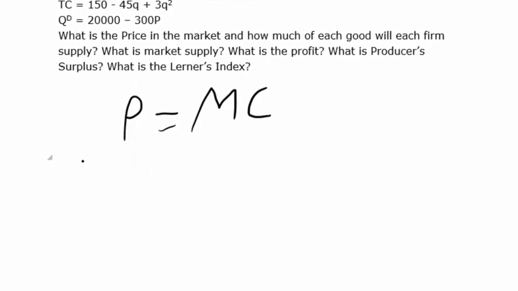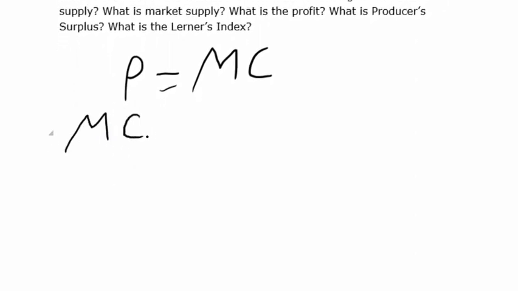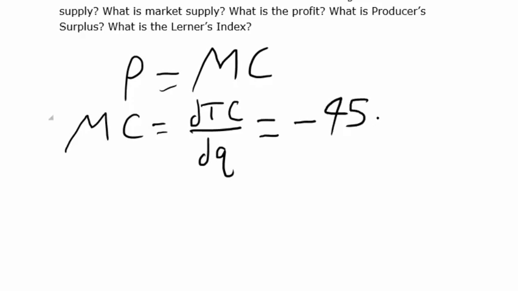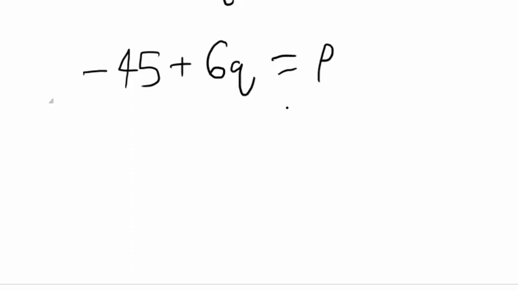And we can find our marginal cost by taking the derivative of our total cost function with respect to Q. And that will ultimately give us negative 45 plus 6Q. And by using the relationship of price equals marginal cost, we can set our marginal cost of negative 45 plus 6Q equal to price. And now we have a price function.